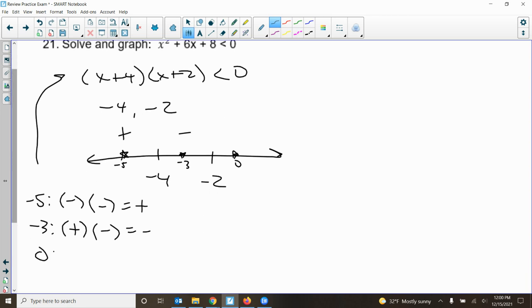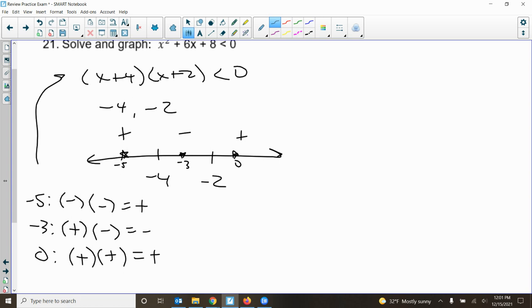And then plug in 0. 0 plus 4 would be a positive. 0 plus 2 would be a positive. Positive times positive is a positive. I'm looking for less than 0, right? So is it the left area, the middle area, or the right area? The middle area. I want it negative, okay?